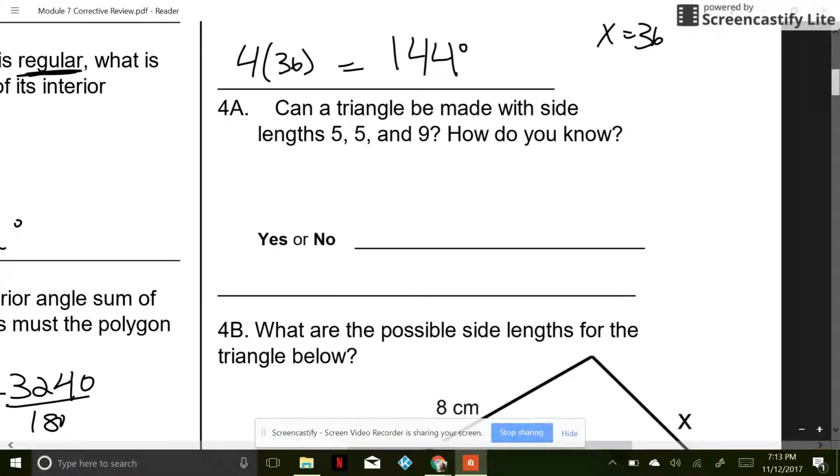Can a triangle be made with side lengths of 5, 5, and 9? The way we check is we take the 2 smaller sides added together. They should be bigger than the third side.